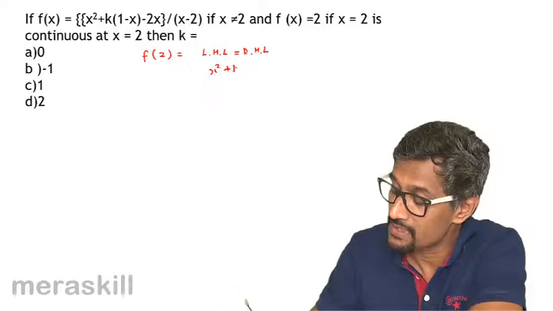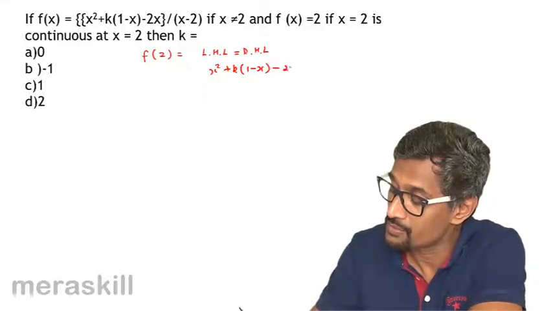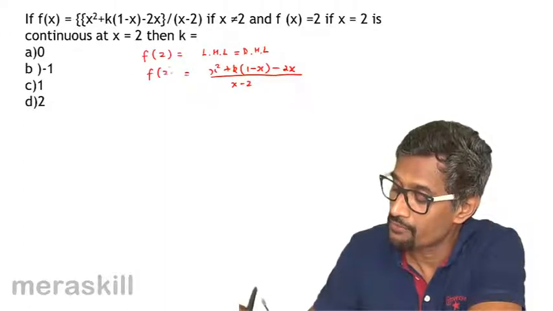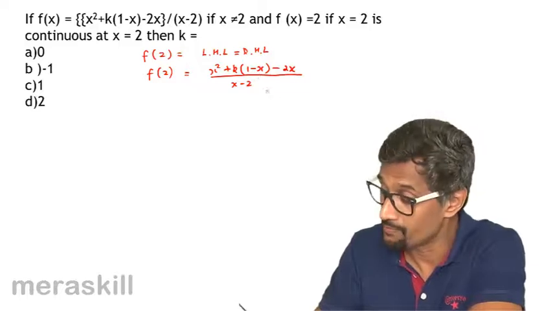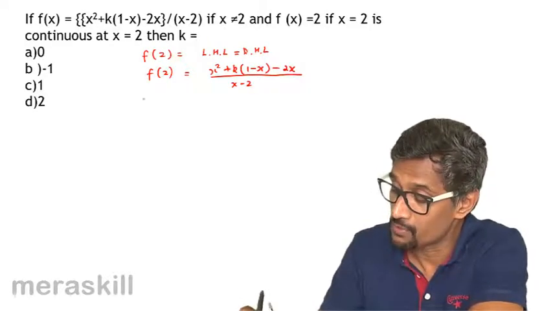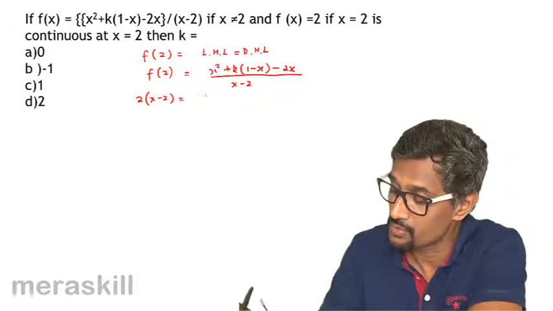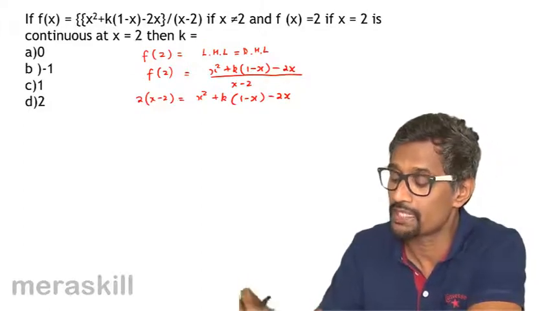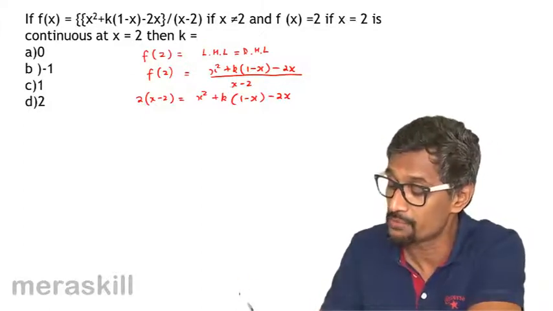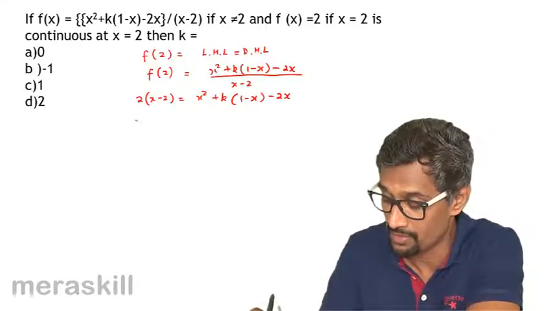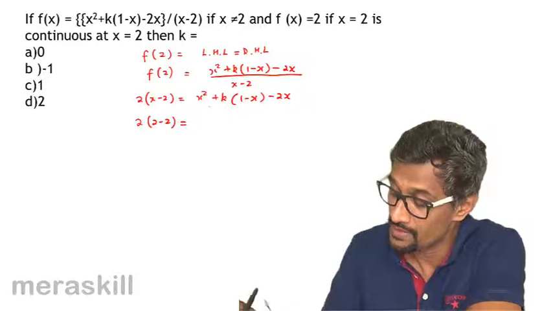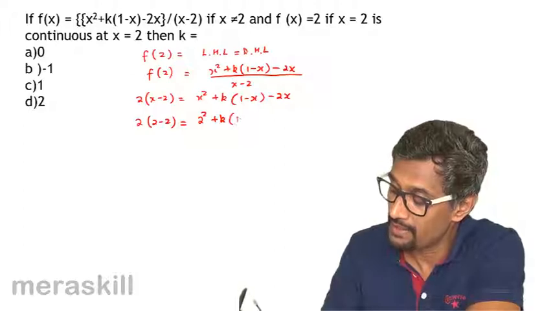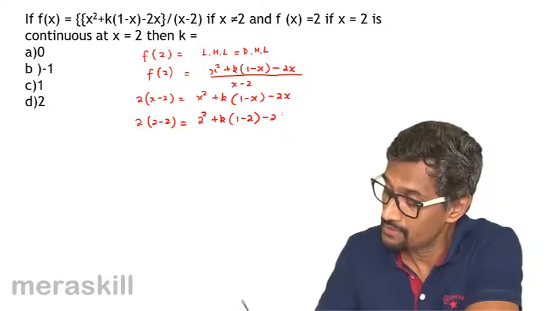x squared plus k into 1 minus x minus 2x upon x minus 2 would be equal to f of 2, is what it's told. Whenever x is 2, f of 2 is 2. So 2 into x minus 2 is x squared plus k into 1 minus x minus 2x. It is told that it is continuous at x is equal to 2, so we don't substitute 2x as 2 here. After cross multiplying we do it, so you get 2 into 2 minus 2 is equal to 2 squared plus k into 1 minus 2 minus 2 into 2.